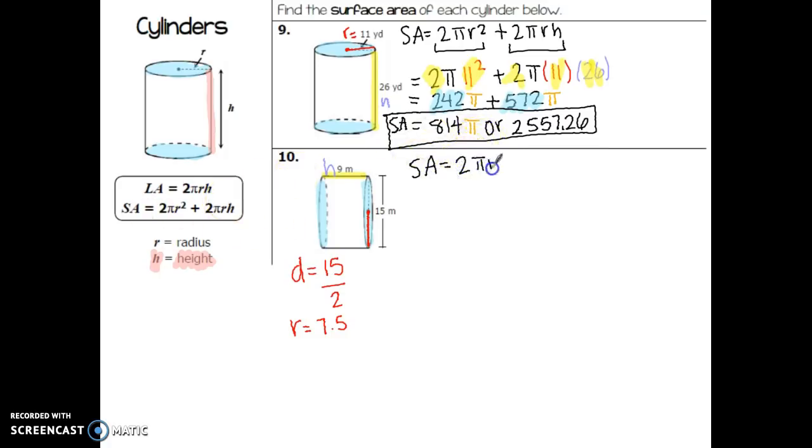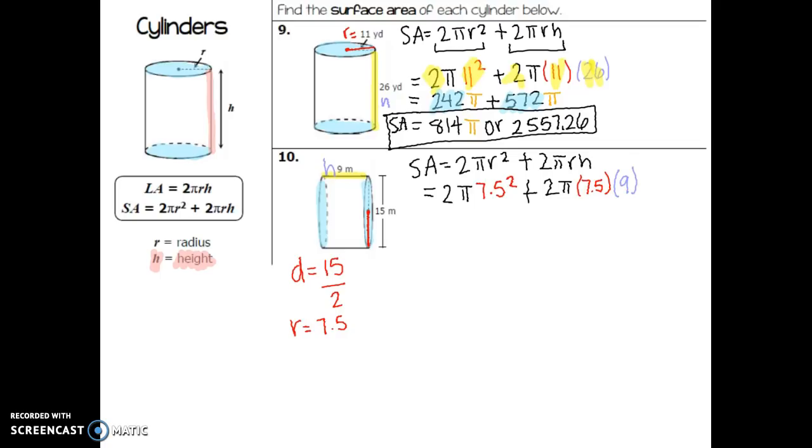2 pi r squared plus 2 pi rh. I'm going to work again 2 and 2, so my first replacements will be 2 pi, and then I am going to square my radius. I'm going to say plus 2 pi stays the same, multiplied by my radius, and multiplied by my height, which in this case we said was 9.